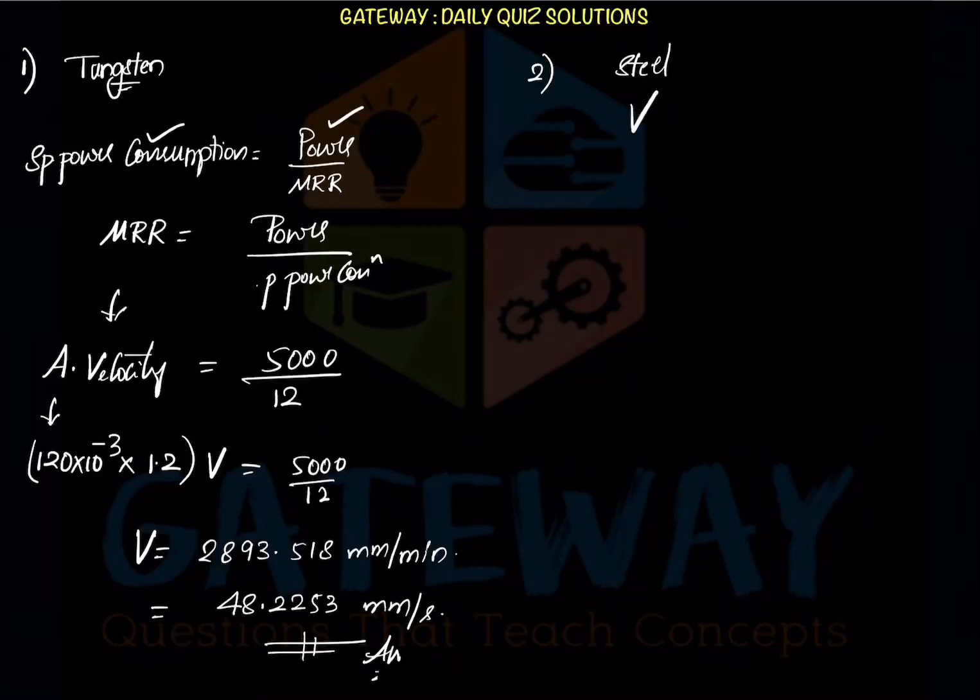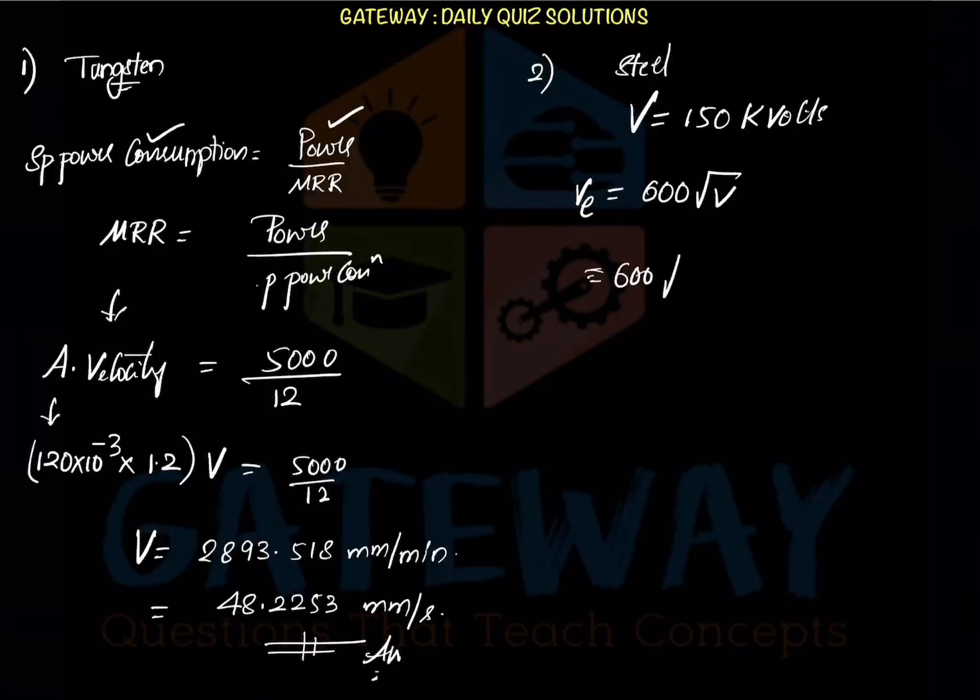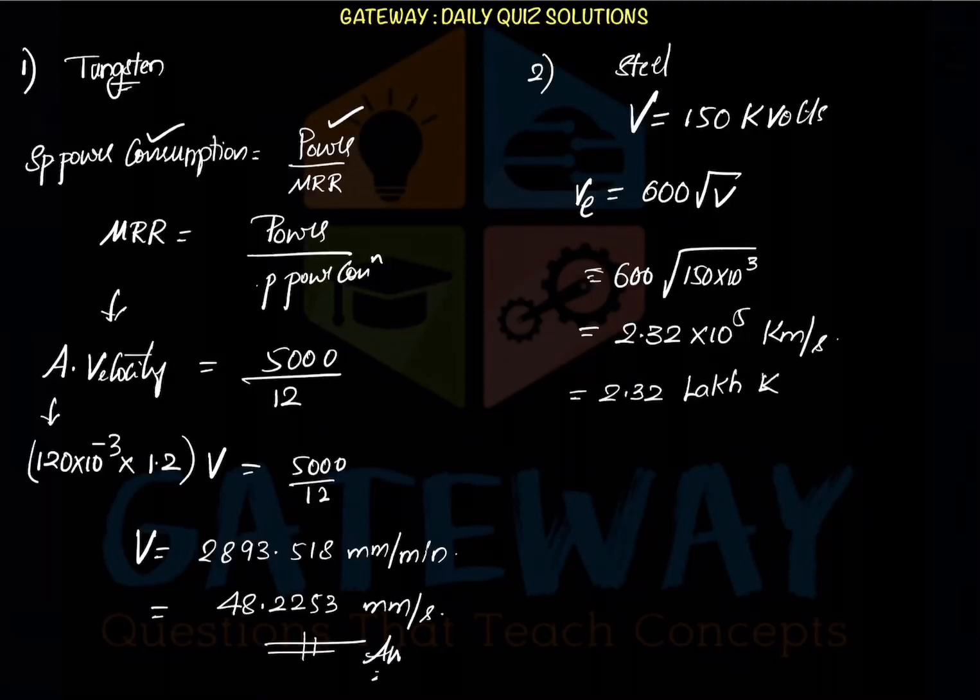In the next case, for steel, we have an accelerating voltage of 150 kilovolts. For that 150 kilovolts we need to calculate the range. Before calculating range, we will see how fast the electron is traveling, that is VE. We said from the empirical formula, VE is equal to 600 into root V. So we substitute 600 into root over 150 into 10 power 3 volts, and this comes out to be 2.32 into 10 power 5 kilometer per second, nothing but 2.32 lakh kilometer per second. This is the speed of the electron with which it travels.